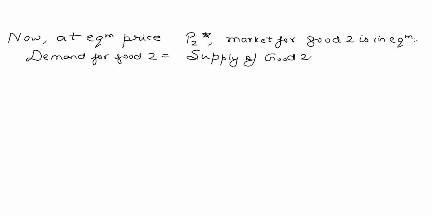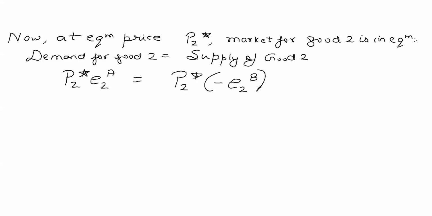Now again, let's do the same analysis. Suppose at the equilibrium price P2 star, agent A is a net buyer of good 2. That means agent A has excess demand for good 2. Then at the same price P2 star, who will be supplying that good to agent A? Agent B. So minus E2B.